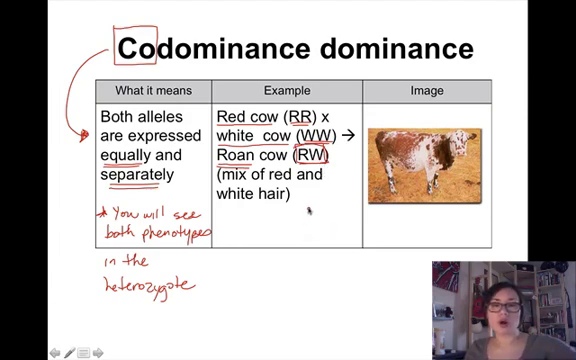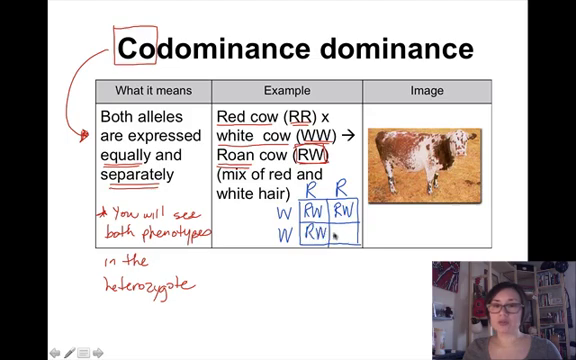Let's go ahead and do a cross and see what this actually looks like. So I'm going to draw my Punnett square. This is still a monohybrid cross because we're only dealing with one trait, which is fur color. I'm going to put one parent across the top, big R, another parent along the side, capital W, and when I fill in my Punnett square, all of my babies end up being heterozygotes. And if they're all heterozygous and they express both fur colors, we know that it has to be codominant because we don't see a third phenotype.